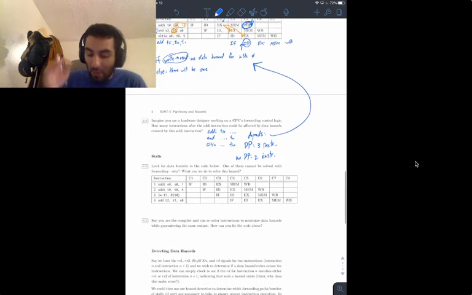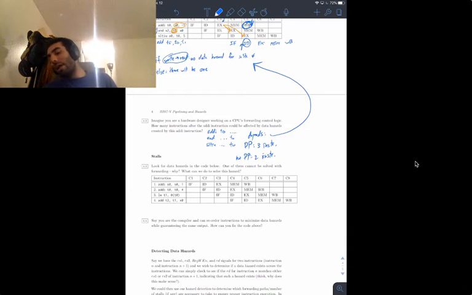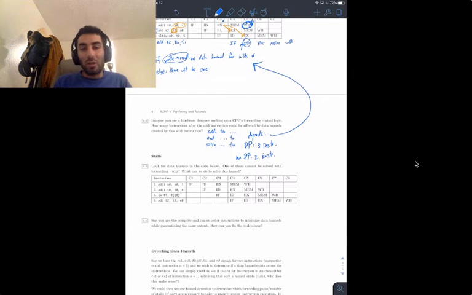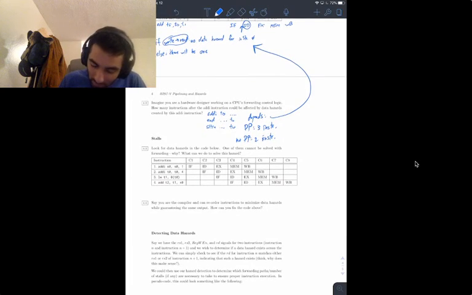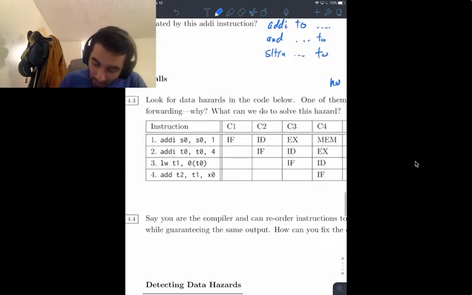So then there's another way of solving this. Actually, there's not another way. However, it turns out forwarding is not the solution to all of our problems. So let's look at why that's the case. Let's look at more code. It's good practice for these to be able to look at code and see where there might be data hazards.